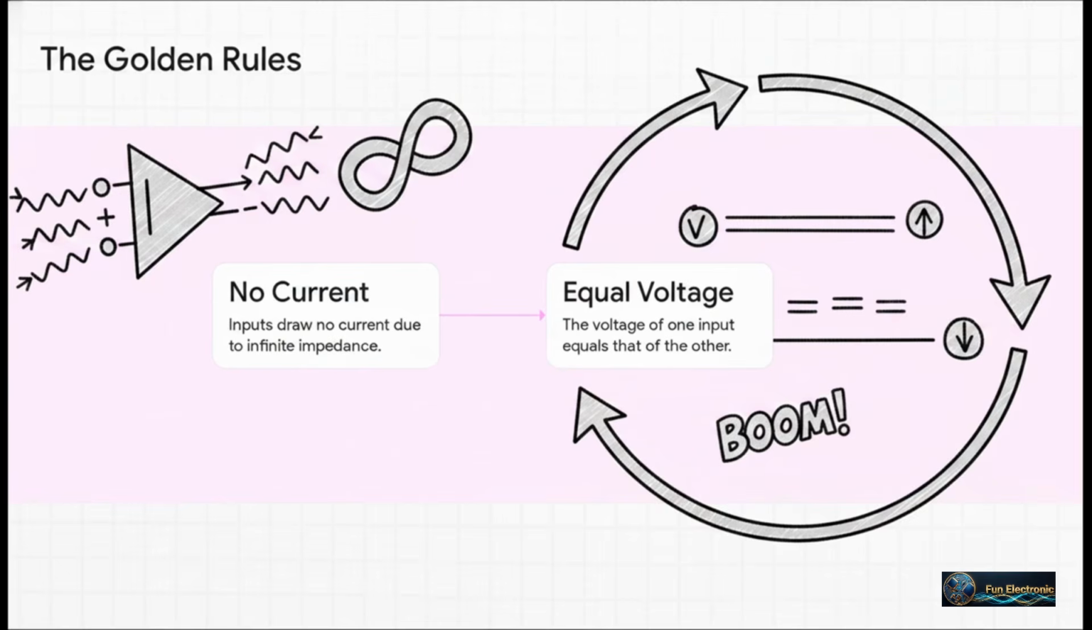Rule number 2, the voltage of one input always equals that of the other input. Now, I know that sounds a little counterintuitive at first, but the key takeaway is this. If the input voltages are different, the op-amp's output is going to forcefully swing. It uses its massive internal gain and a feedback loop to do whatever it takes to force the voltage difference between those two input pins to exactly 0.